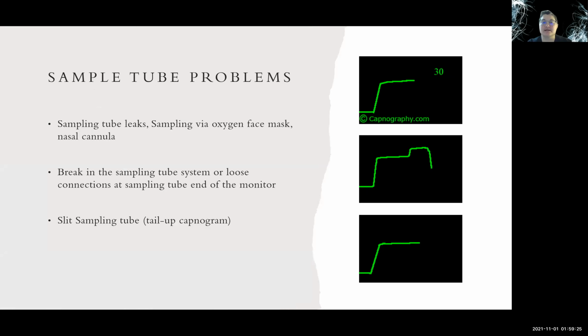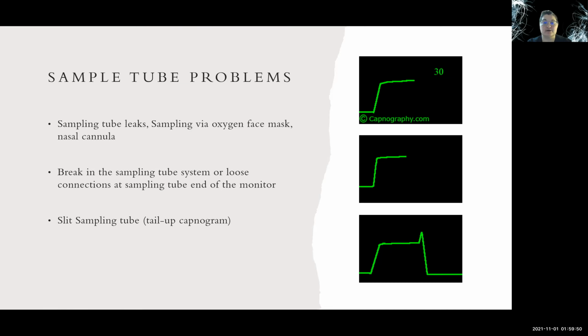Now, our sample tubes can have a variety of problems. We can have loose connections, cut tubing. Those are usually our more common ones. A loose connection will generally have a phase 4 that is flat. Cut sample tubes will have a sharp pointed phase 4.